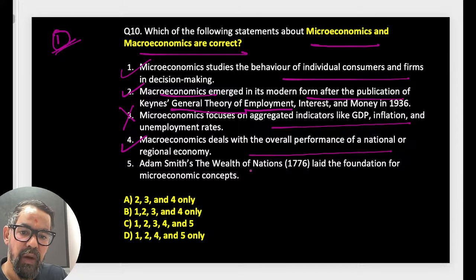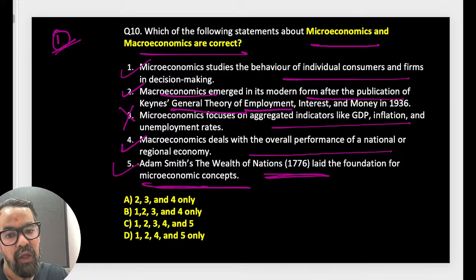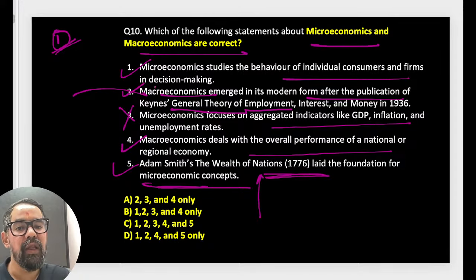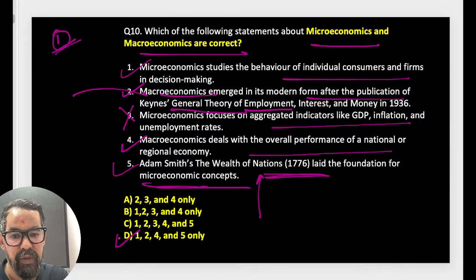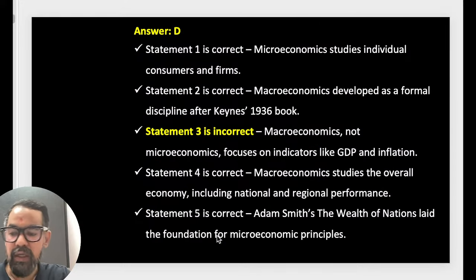Adam Smith's Wealth of Nations 1776 laid the foundation of microeconomics. ठीक है, तो फादर ऑफ माइक्रोइकोनॉमिक्स, फादर ऑफ मैक्रोइकोनॉमिक्स. ठीक है, father of macroeconomics Keynes, father of microeconomics आपका this Adam Smith. ठीक है, so please do remember this one also. So what will be your correct answer? D will be the right answer for this particular one. Well done. So option D will be the right answer for this particular one.